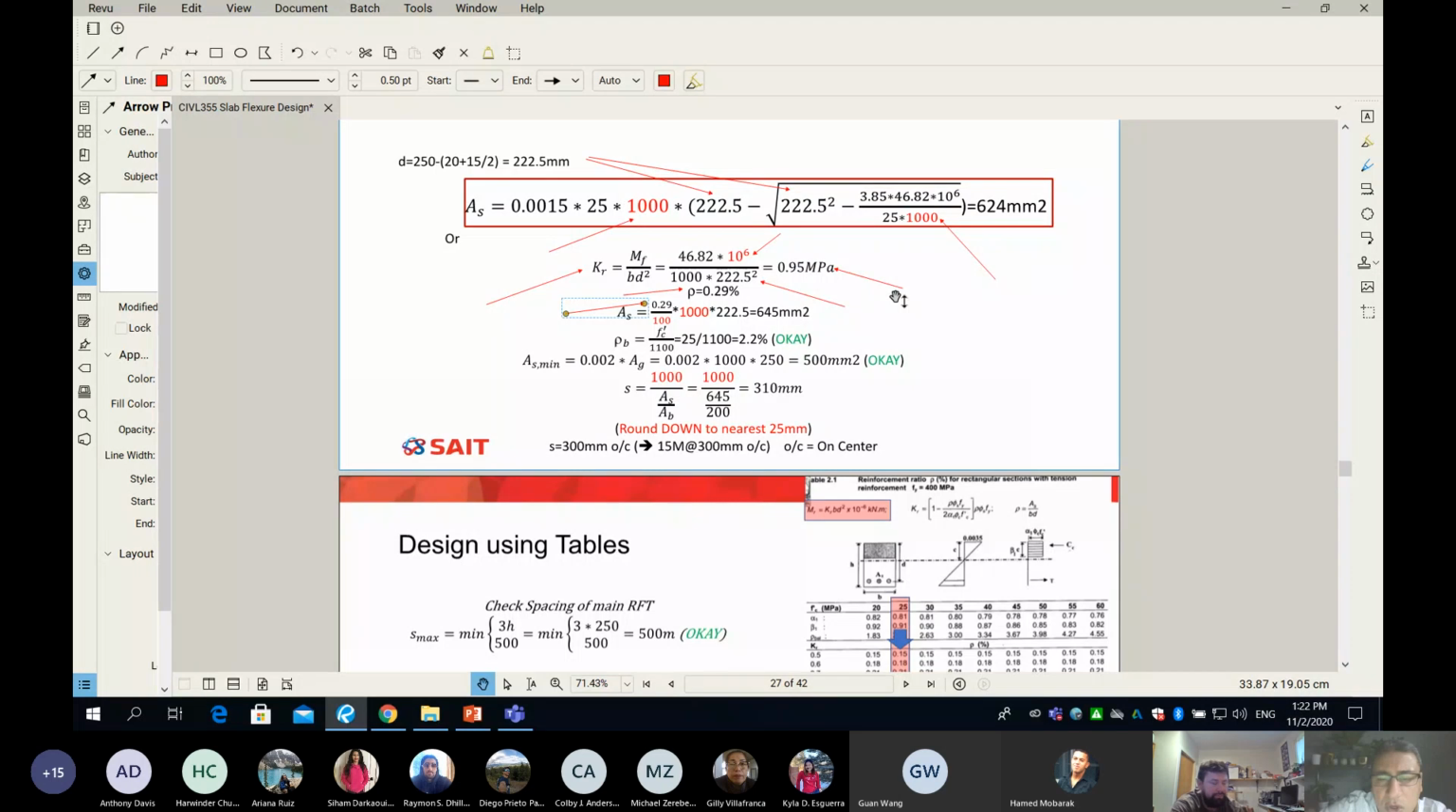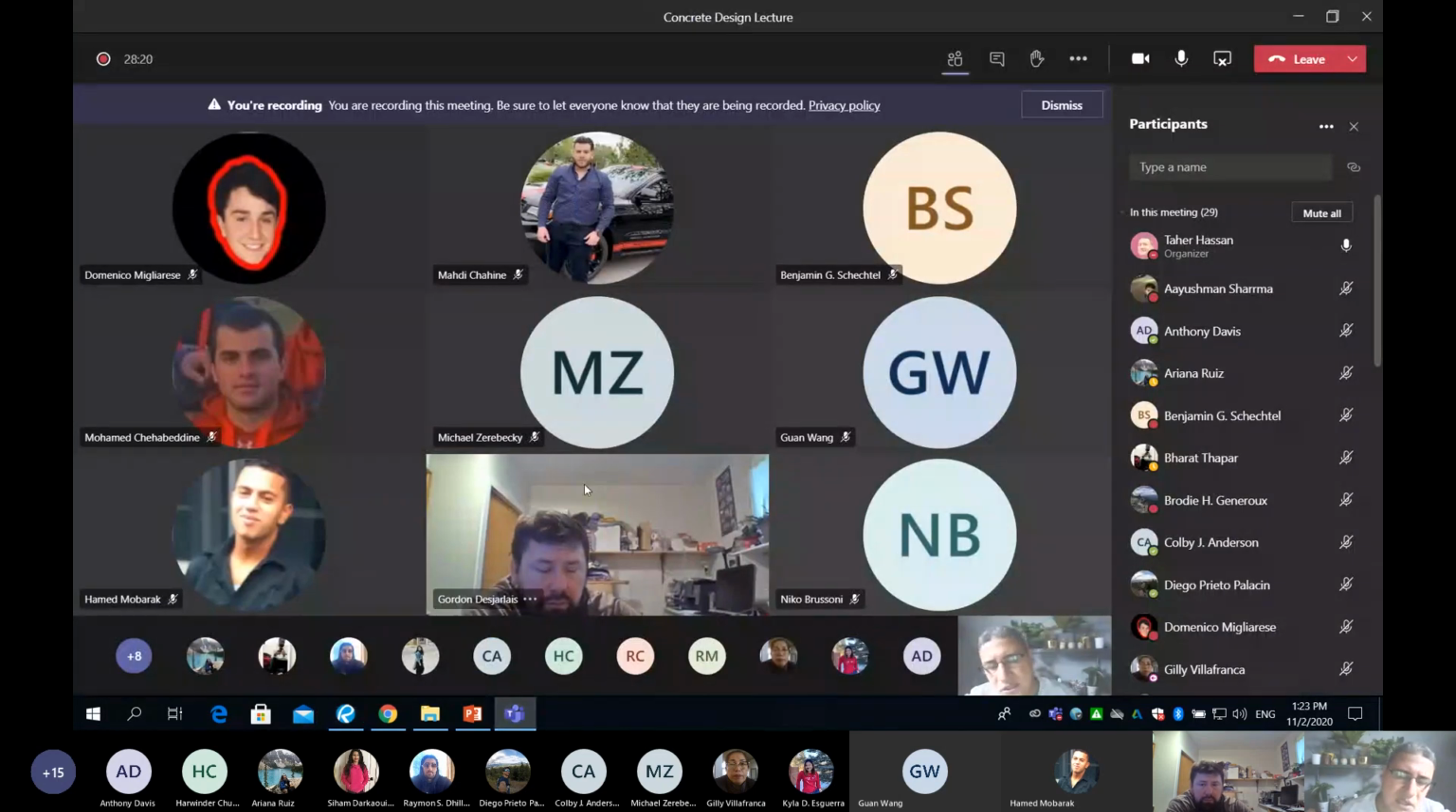Let me ask you one more time, so you guys are following. Now we have two numbers. Which one do you think is more accurate? Any help? The long version over the table. The table, huh? Do you know why the table is more accurate?